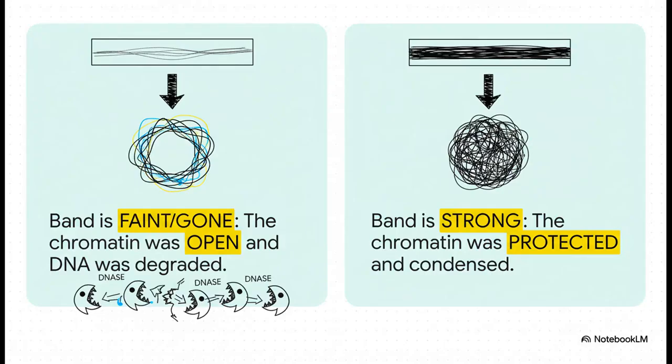And this is how you put it all together. If that band is faint or totally gone, what does that tell you? It means the DNA scissors got in and did their job. The chromatin had to be open. On the flip side, if the band is still looking strong, just like your control, the DNA was protected. It was hiding inside that condensed chromatin. See? Not so bad.